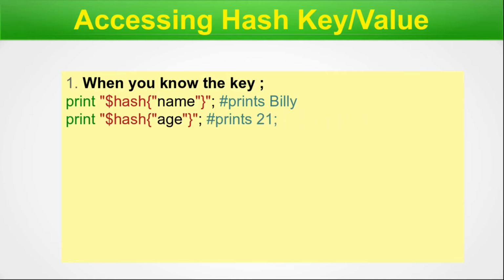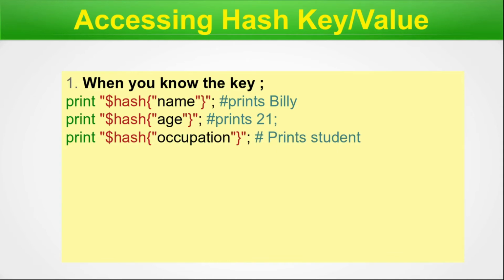Similarly, we can put the key age and it will print 21, and the previous one will print Billy. The third one is we put occupation as the key: $hash, then within the curly bracket occupation, and it prints student. So if you remember the last page, where I discussed how to create a hash by creating key value pairs one by one, in a similar way we can access them one by one.